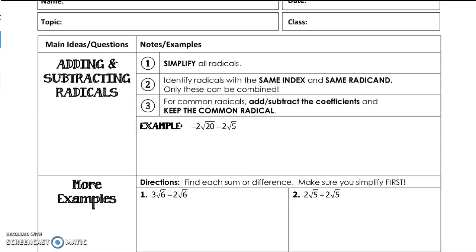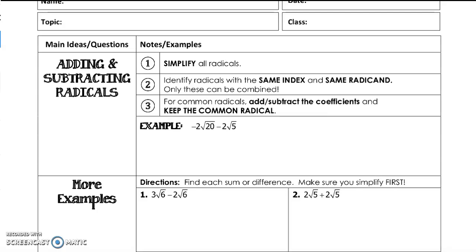This video will be the odd problems on page 11.5 and 11.6 in our notes. So we are going to look at adding and subtracting radicals. So far we have simplified radicals and then simplified radicals with variables. You will not have variables in these, it will just be numbers.